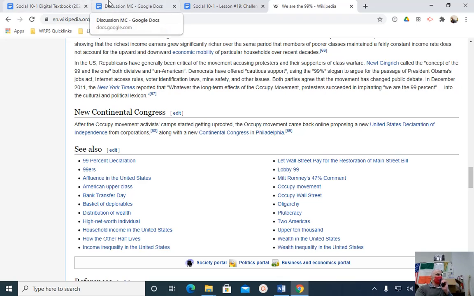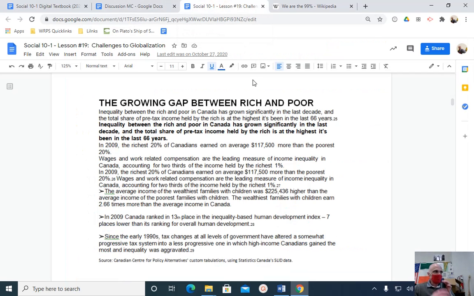So that's connected to the concept of disparity. You're going to see that return back in Social 30 when we talk about lobby groups and governments. But even here in Canada, in 2009, the richest 20% of Canadians earned on average $117,500 more than the poorest 20%. The average income of the wealthiest families with children was $225,436 higher than the average income of the poorest families with children.